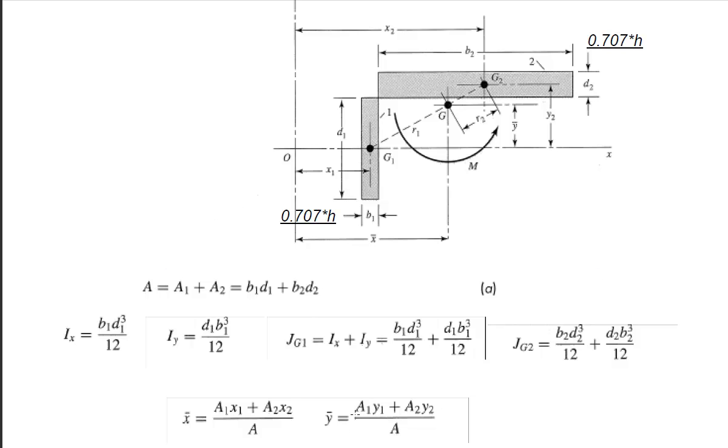So one of the things we need is this summation A, which is the sum of the two areas of the welds, which is A1 plus A2, which is B1 times D1 plus B2 times D2, where D2 is the 0.707H, and B2 is the length of that weld segment. So calculating each of these would give us the centroid of the weld group.